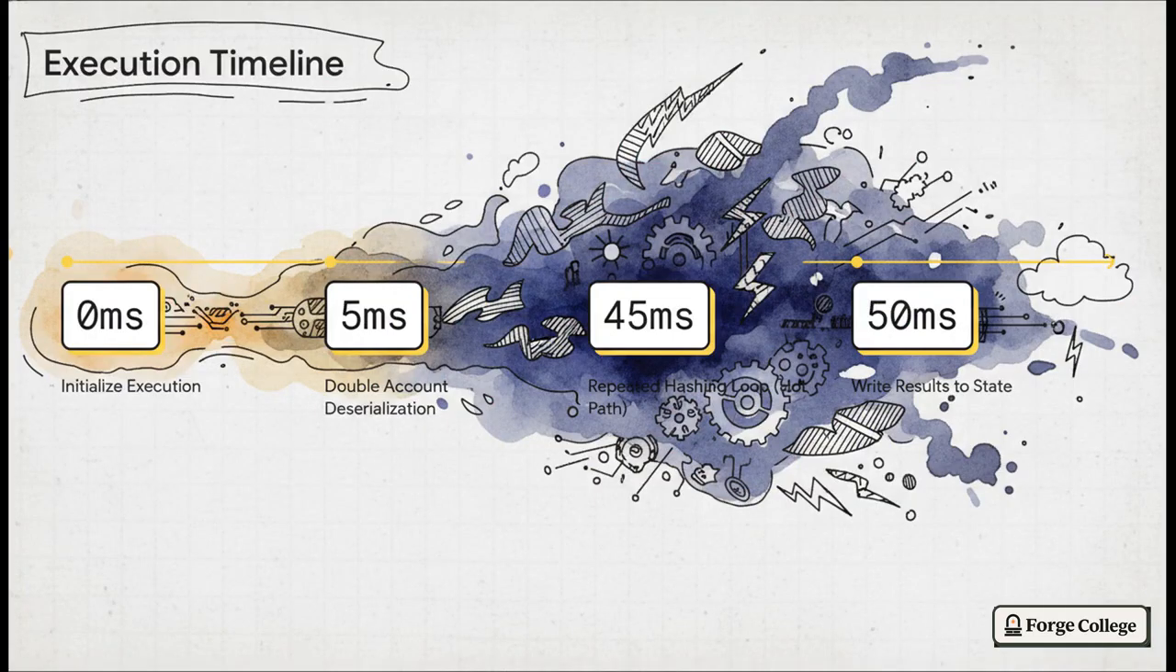Tracing a transaction execution timeline illustrates this perfectly. Let's say at 0 milliseconds, we initialize execution. At 5 milliseconds, maybe we have a double account deserialization. I mean, it's not great, but it's not terrible either. But look at the 45 millisecond mark. We hit a repeated hashing loop. That right there, that is our hot path. A seemingly innocent loop in your code can secretly hoard the vast majority of your compute units if it's doing complex cryptographic work over and over and over again. We need to catch it in the act.